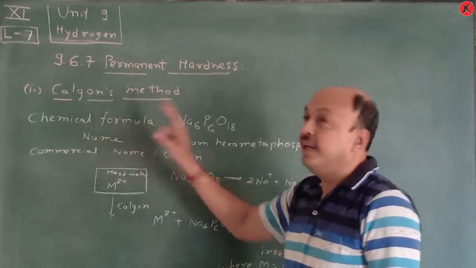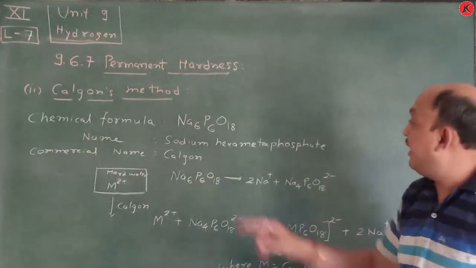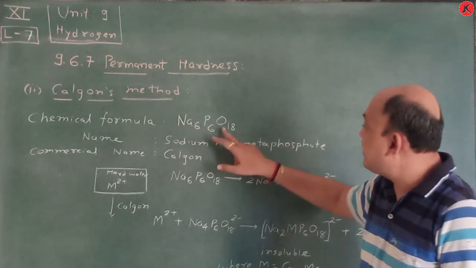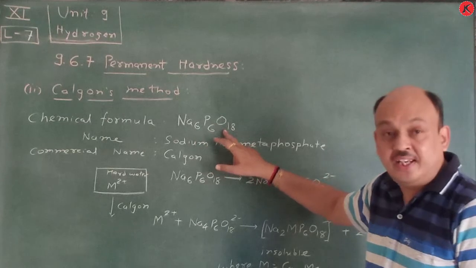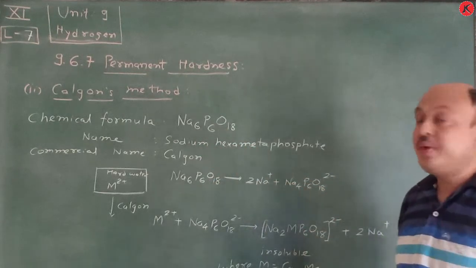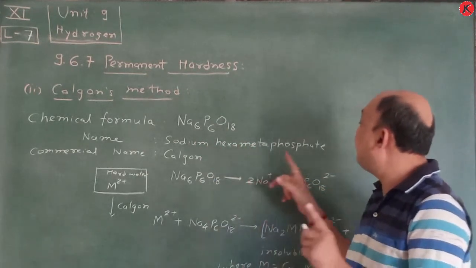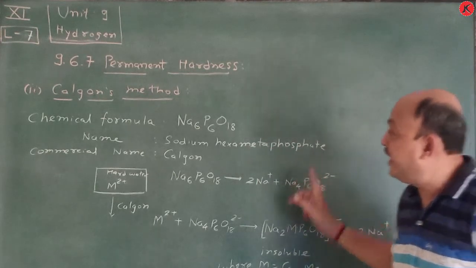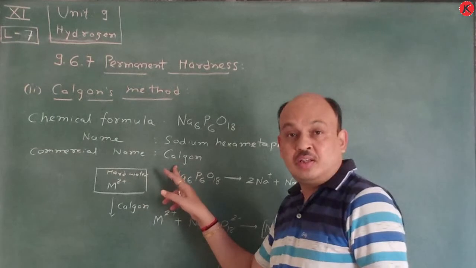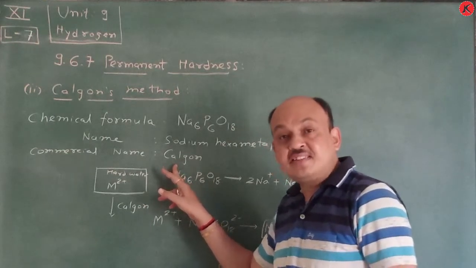Chemical formula Na6P6O18. Remember this one, Na6P6O18. Name is sodium hexametaphosphate. Commercial name is Calgon. Okay, this commercial name is Calgon.